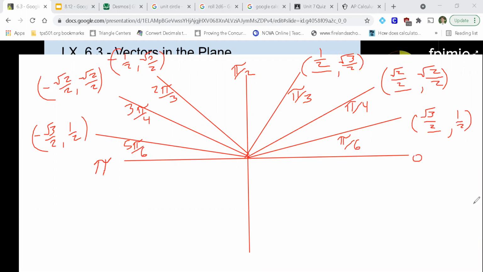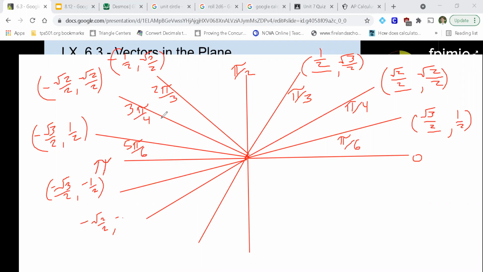And then you probably got the trick by now, but to get my answers down here, I just take my answers above and flip them over the x-axis. So all the y values will be the same, they're just going to be negative. So then this becomes negative square root of 3 over 2, negative a half; negative square root of 2 over 2, negative square root of 2 over 2; negative a half, negative square root of 3 over 2.